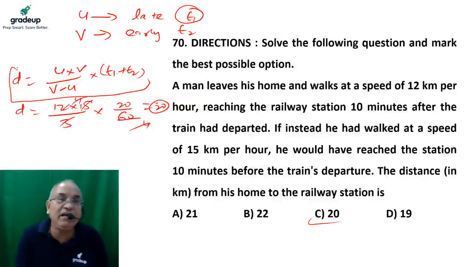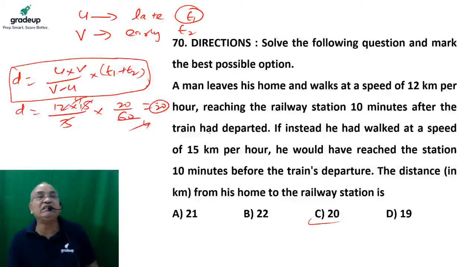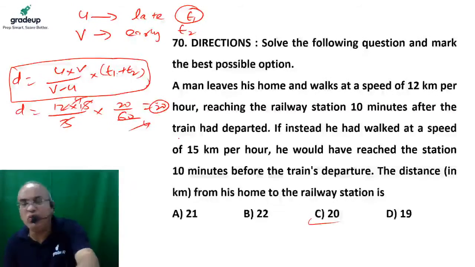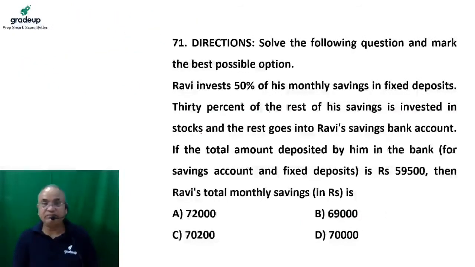U is the speed by which he is late, and V is the speed by which he is early, and the timings by which he is late or early are T1 and T2 respectively. So please note down this formula. You can answer this way, but I think there is no need of the formula here. Okay, move to the next question.